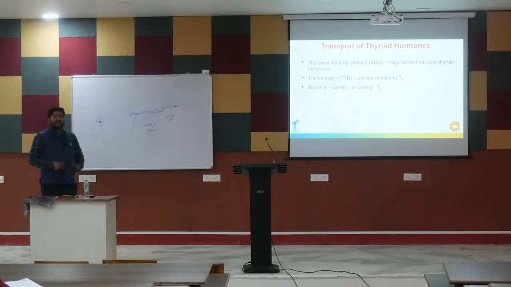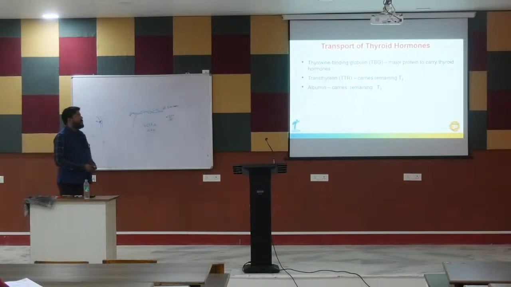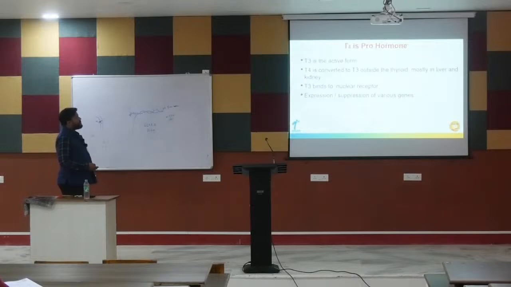In pregnancy, what happens? There is increased production of TBG. So in pregnancy, there is more total T3, T4 in the mother's blood, but the free form is usually not affected. Again, this free form and bound form. T4 is a prohormone.